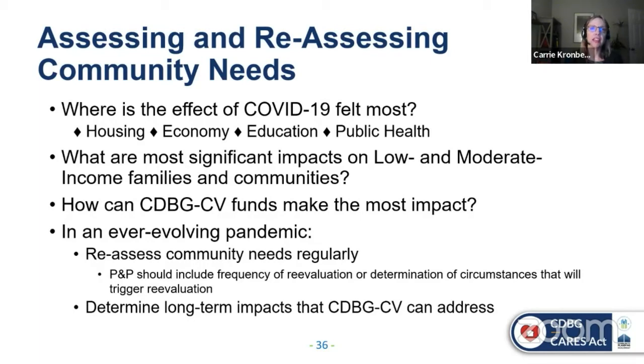And something I would add is you should also consider the long-term impacts of COVID that CDBG-CV can be used to mitigate. Something that comes to mind is the digital divide, right? We saw how a lack of access to high-speed internet put underserved communities and children at a significant disadvantage in keeping up with their education. So you may want to target your funds towards something like that, right? Towards broadband to decrease that digital divide.